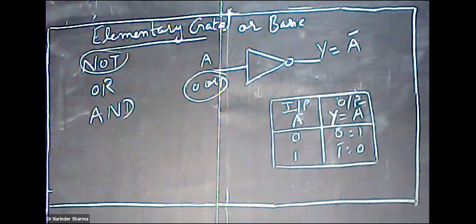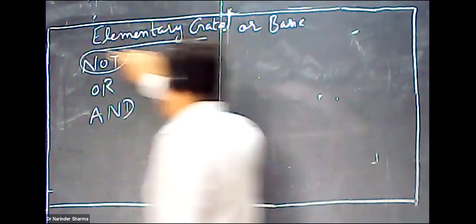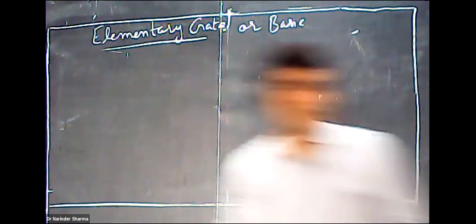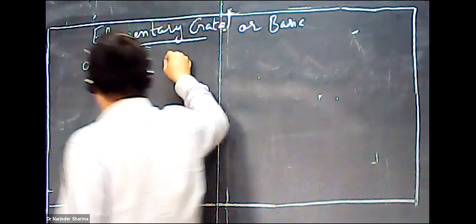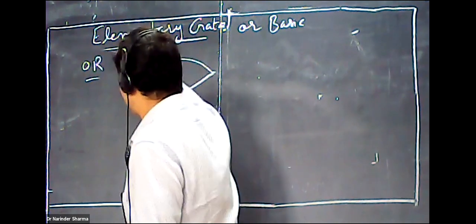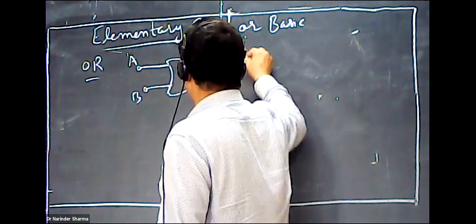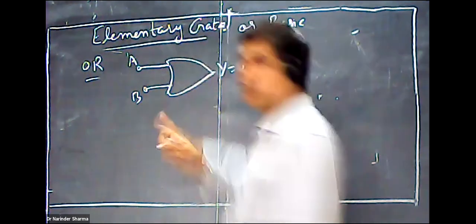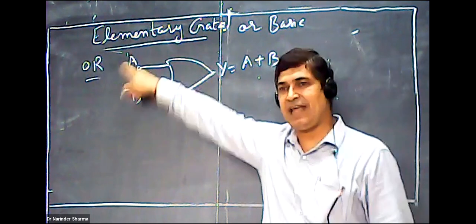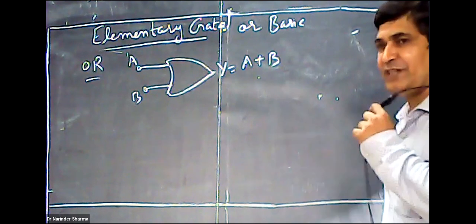Now, second is the OR gate. Its symbol is written like this. This is the two input OR gate, with inputs A and B. So Y is equal to A plus B. The two inputs are named A and B, the output is Y, and Y is the addition of these two.